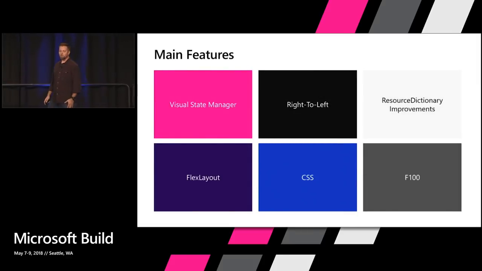All right, so check that out. So here are the main features that I want to talk about. We have a visual state manager. We have right-to-left support, flex layout, and CSS. I want to give honorable mention to some of the resource dictionary work that has been done, as well as I want to talk a little bit about the F100 later on. So you may have heard that label thrown around, F100. What does that mean? That's our Xamarin.Forms 100 little paper cuts that drive me nuts.